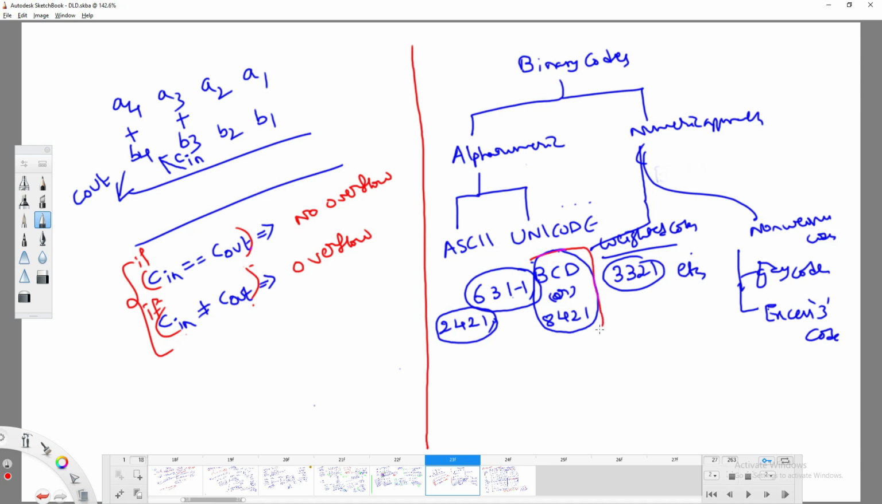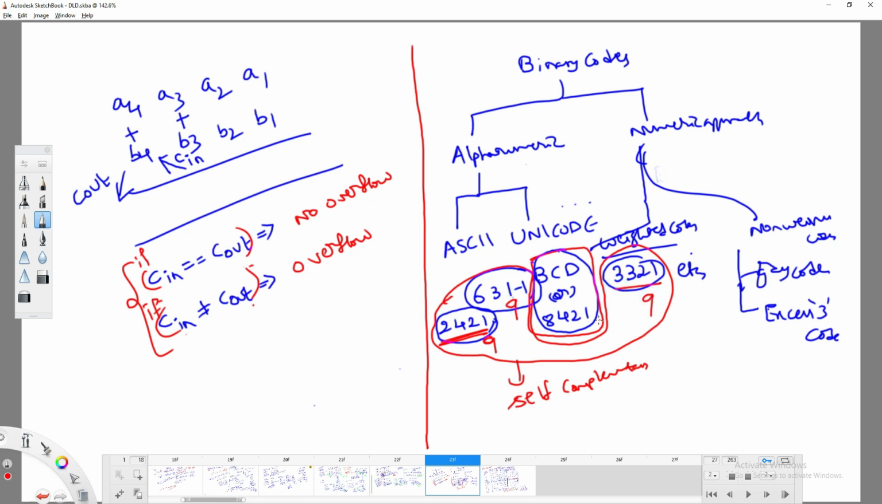So meaning that, if you observe here, except 8421, all the remaining codes I mentioned here come under self-complementary system. Self-complementary system means that you can find the complement of one number from those below 4. And one more thing is, if you add its weights, what is the sum of 2421? 9. What is the sum of 6311 minus 1? 9. What is the sum of 3321? 9. If a system is self-complementary, its sum will be 9, but not vice versa.